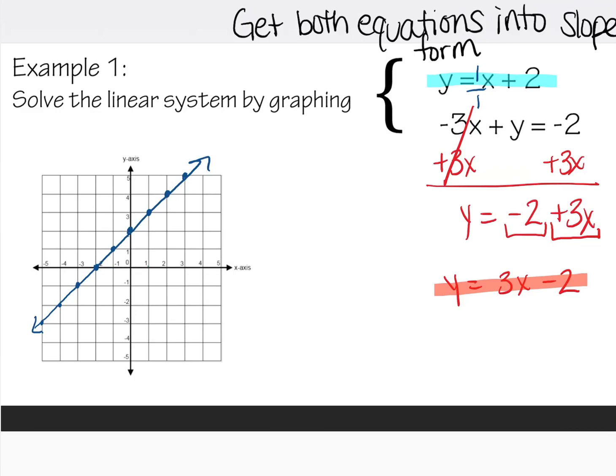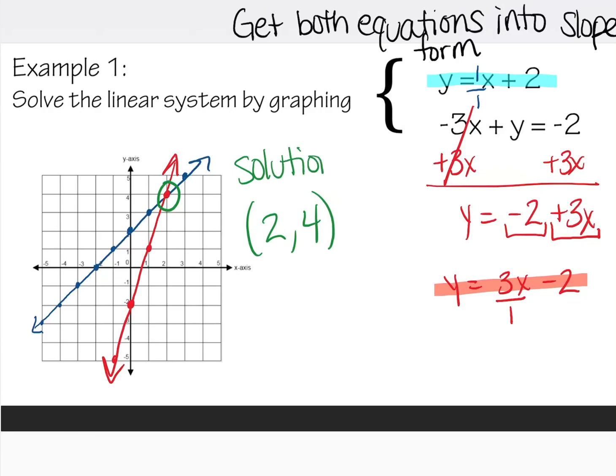Now I can graph this, y-intercept of negative 2, and our slope is 3 over 1, so rise 3 over 1, rise 3 over 1, or fall 3 to the left 1. Notice how my two lines intersect at this one point, which is 2, 4. So this is my solution. So again, 2 would be my x variable, and then 4 would be my y variable.